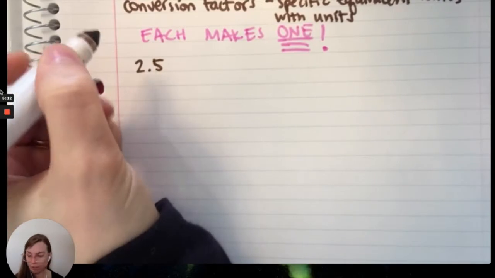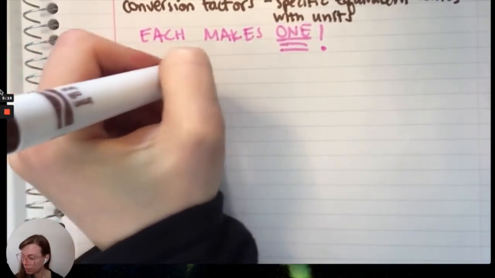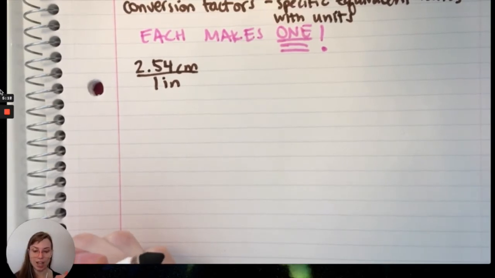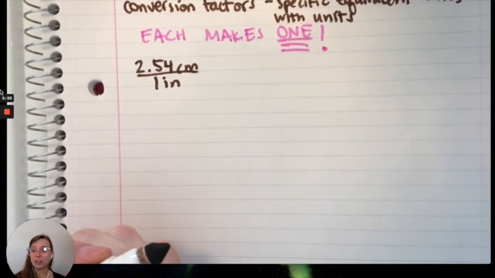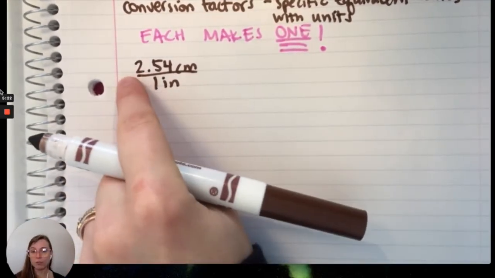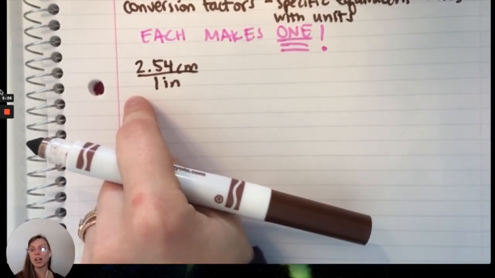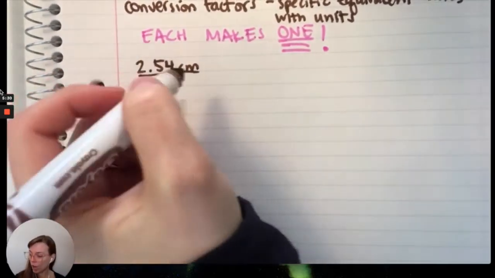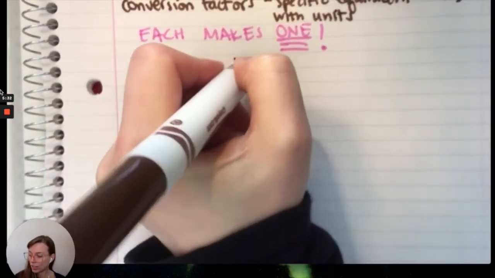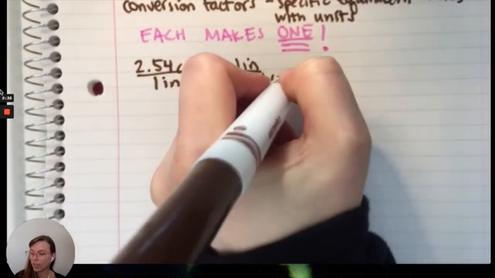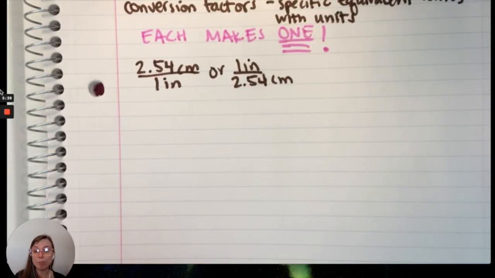So 2.54 centimeters is what we typically use to represent 1 inch. This is a conversion factor because 2.54 centimeters is the same as 1 inch. So if you divided them, you would end up with 1. These are all convenient names for 1. We could also write this as 1 inch divided by 2.54 centimeters. These are the same thing. They're both 1.